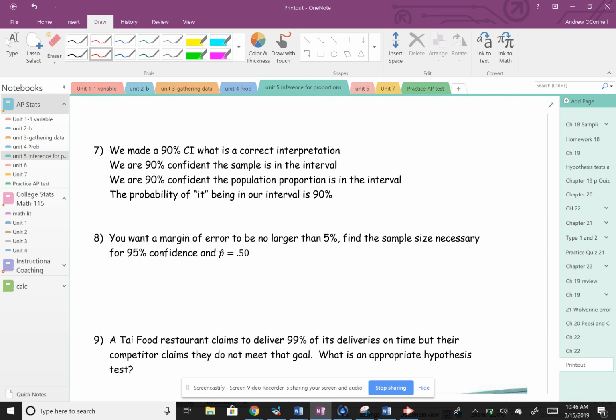We made a 90% interval. What is a correct interpretation? We are 90% sure the sample is in the interval. You should cross that out because we know the sample is in the interval. We use the sample to make the interval. The interval is the sample p hat plus or minus your margin of error. We're 90% confident that the population proportion is in the interval. That's actually a pretty good interpretation. 90% is your confidence, not your probability. And of course, the next one talks about the probability of it.